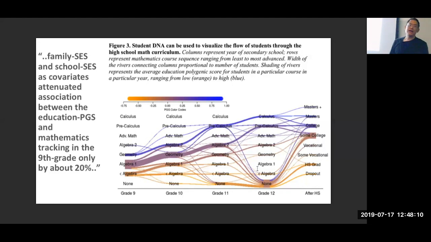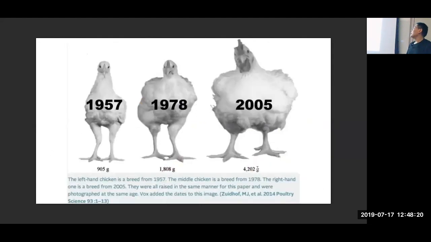Yes. About 30,000 SNPs. So this is the thing that bothers people, but it is what it is.